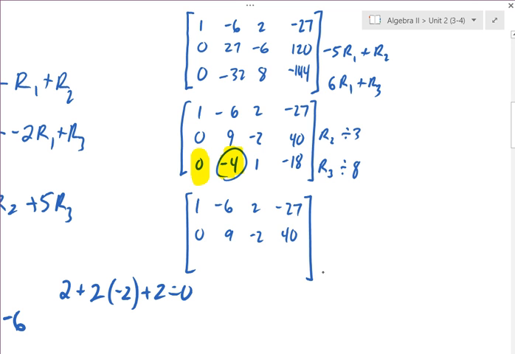And so I want to replace the third row. What I can do is multiply the second row by 4 to get 36, and the third row by 9 to get 36. And that will give me a 0 where I want. There are different ways to do this, but this is one option that will work.